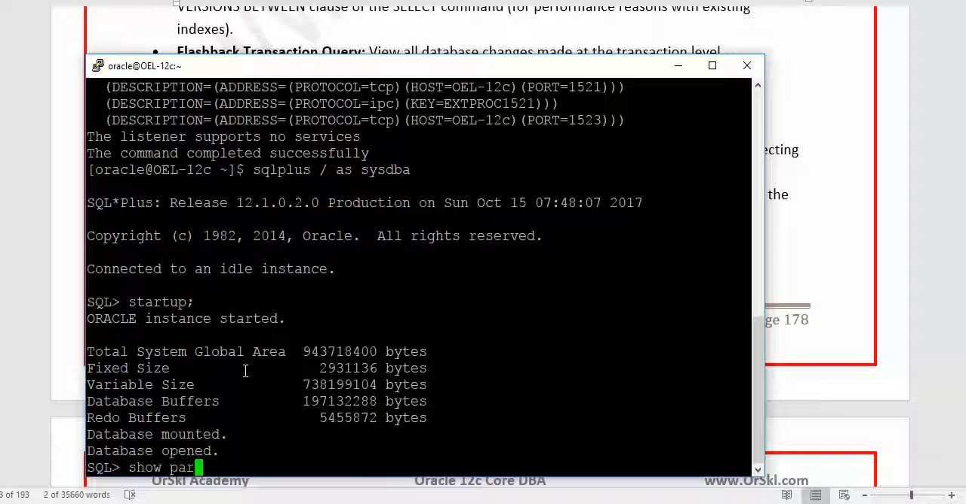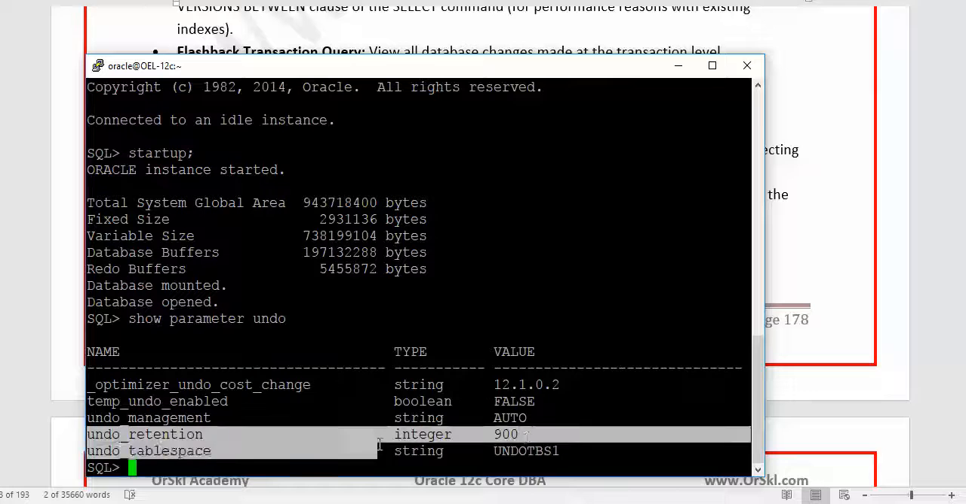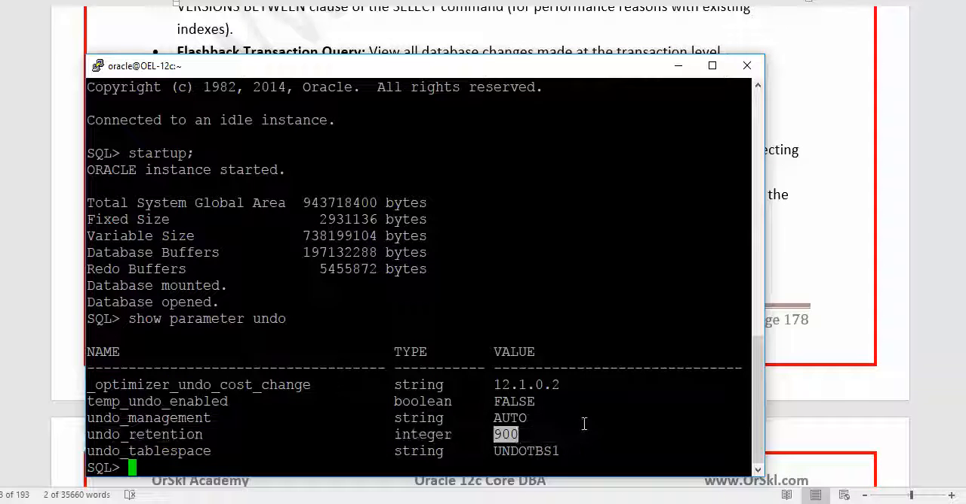So coming back to the current topic, that is nothing but Flashback. If you just say undo, you can see undo retention is 900 seconds. This parameter is in seconds. That means at any given point of time, undo can guarantee that 15 minutes of data will be there in the undo tablespace, the last 15 minutes of transaction information. It doesn't mean that this is the maximum; this is the minimum retention guarantee.